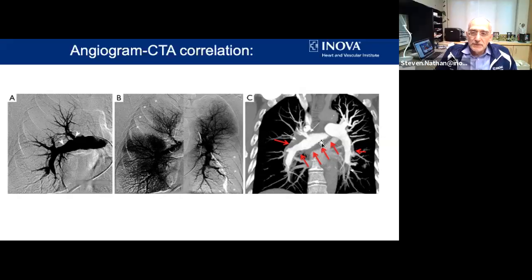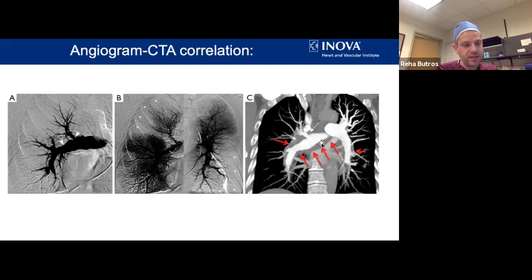In terms of getting the dual energy CTs, are we getting them here now, or do we still have to send them to Fairfax Radiology? We're doing it here as well.